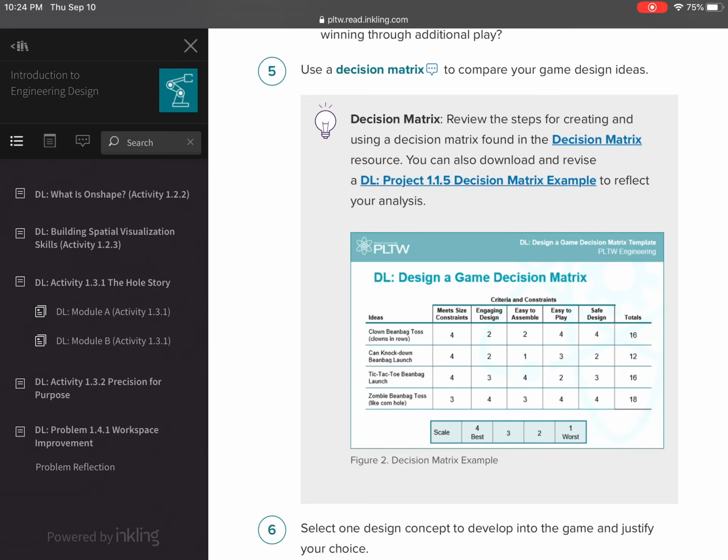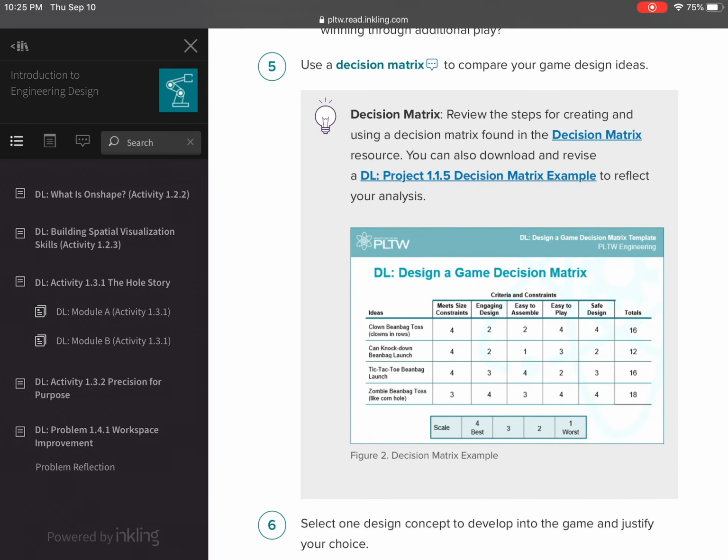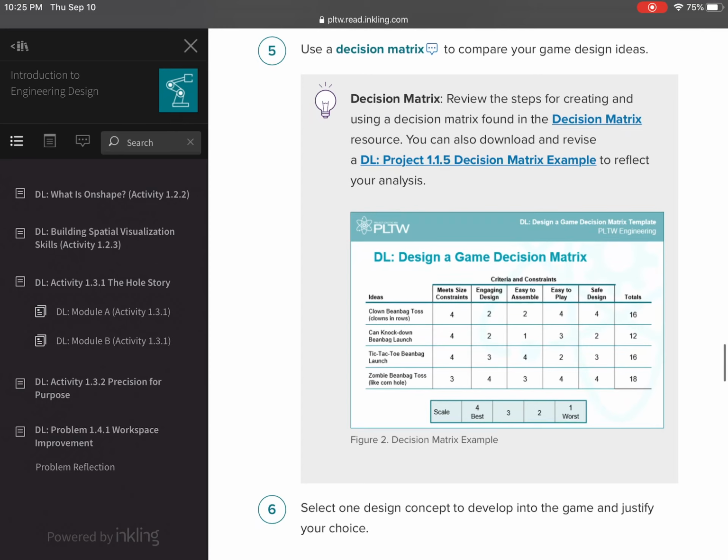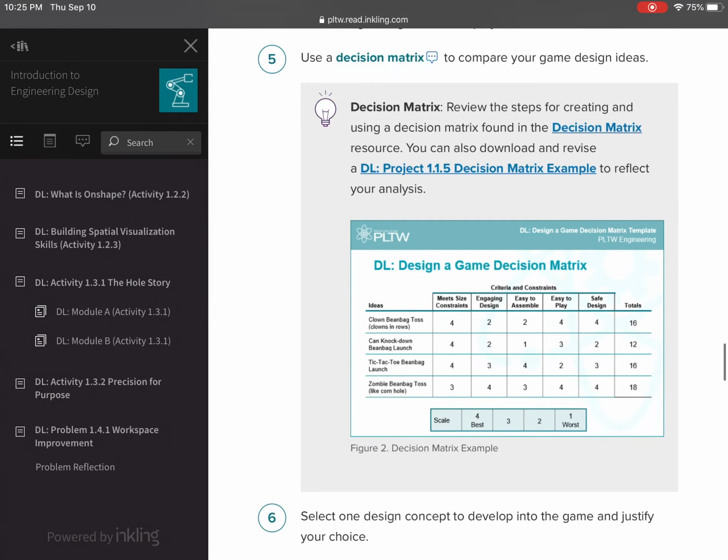Okay, so for instance, they rate all 4 ideas with that meet size constraints, and they give a few 4s and a 3. Okay, so they do that for each criteria, and then they add up all the totals, and you see here that their highest total has 18. That's the zombie beanbag toss.